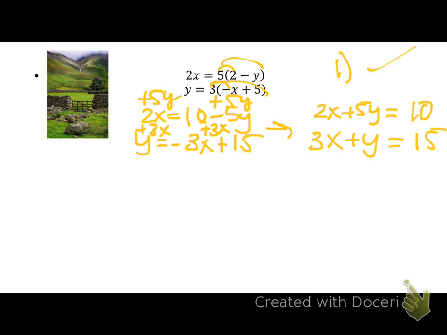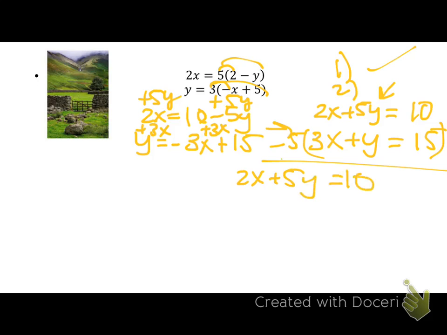Now my x's are on top of my x's, y's on top of my y's. So my second step, do I have a variable with the same number in front of both? No. But it looks like if I try my y's here, I can multiply the bottom by negative 5 to get them to be the same number but opposites. So we're going to have 2x plus 5y equals 10. Negative 5 times 3x is negative 15x. Negative 5 times y, negative 5y. And negative 5 times 15 is going to be negative 75.